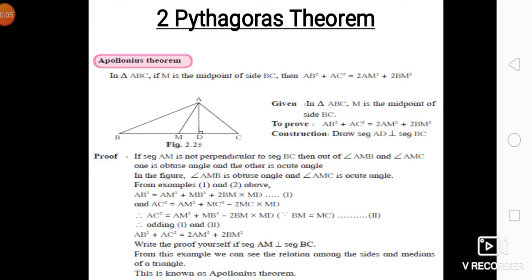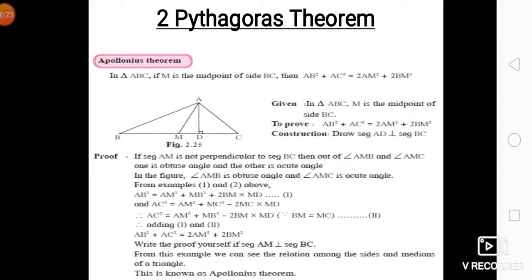We are going to study Standard 10th, Maths 2, Chapter 2, Pythagoras Theorem. In previous videos, we have seen some properties and theorems. Now in this video, we are going to see the Apollonius theorem.